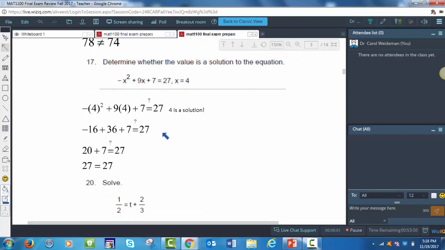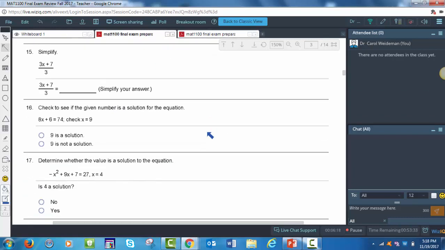Another problem like that, we want to see if x equals 4 is a solution. So I substitute 4 for x, so I've got -16 plus 36 plus 7. This gives me 20 plus 7, 27. 27 equals 27, so it is a solution.